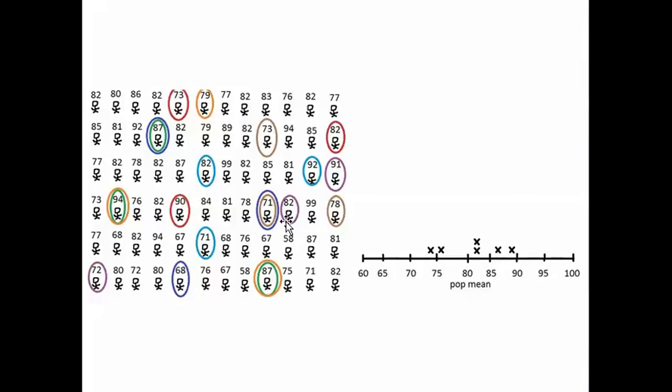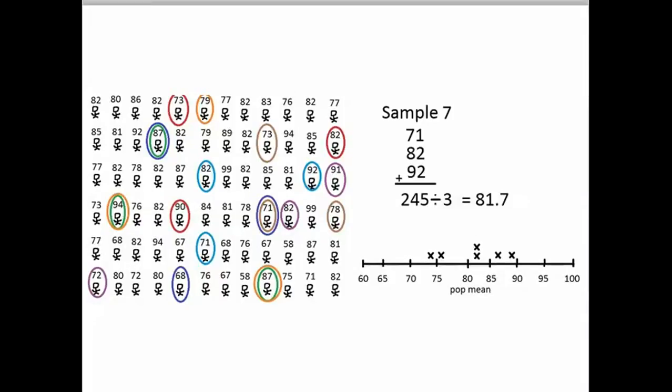Whenever 2 different possible samples have the same sample mean, their 2 sample means are just stacked above each other. So these 2 samples both had the same sample mean. They both had a sample mean of about 82. So those 2 sample means are stacked above each other. And now we have 3 samples that all have the same sample mean. So these 3 sample means are all stacked above each other.